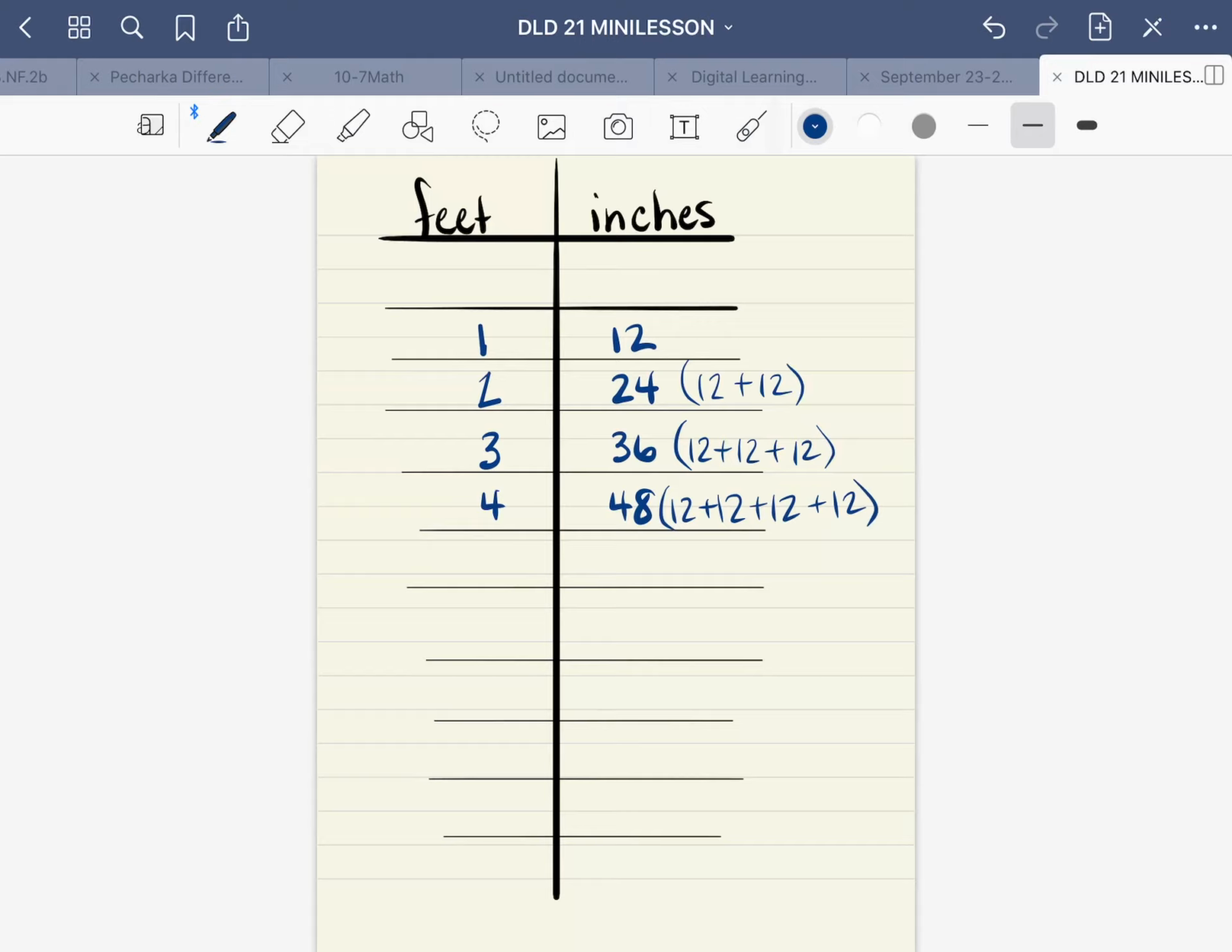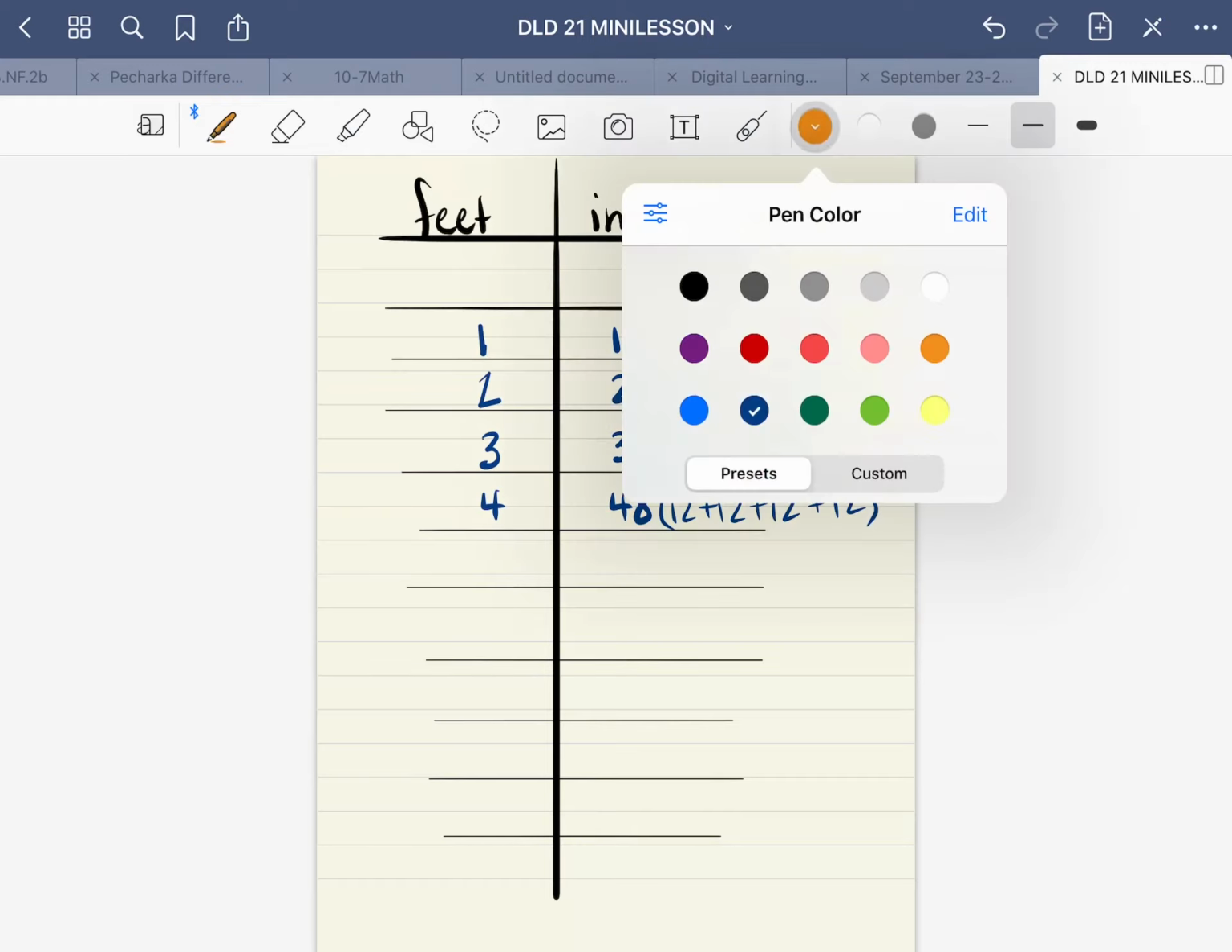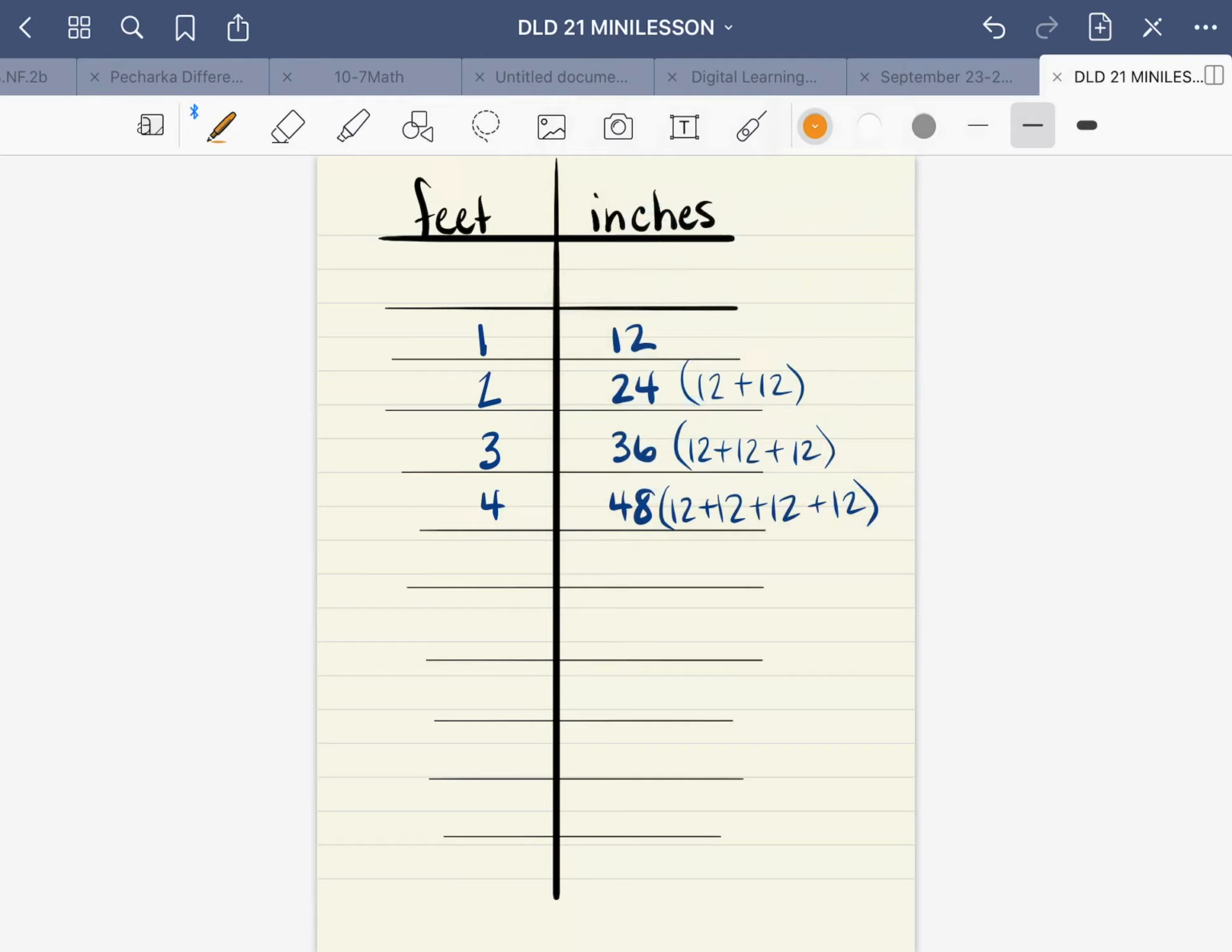And I'm going to represent every time I have a foot as N. So I'm going to come up here and represent a foot as N. And to get my inches, I'm going to take that N and multiply it by 12, because multiplication is repeated addition. Okay? Now let me take a look at what I mean by that, because this is something new.